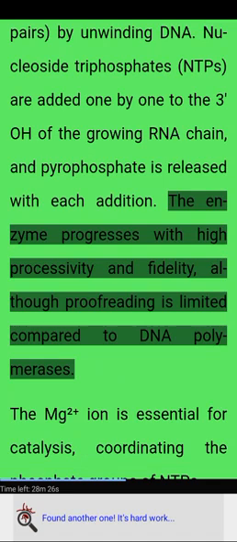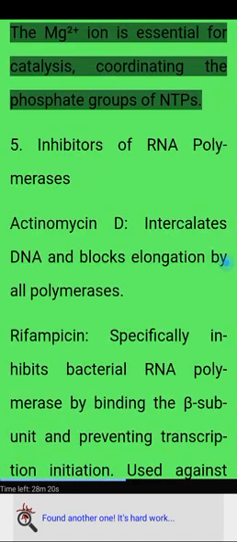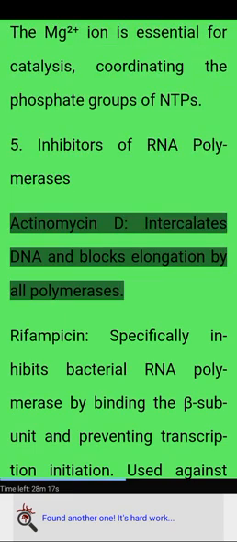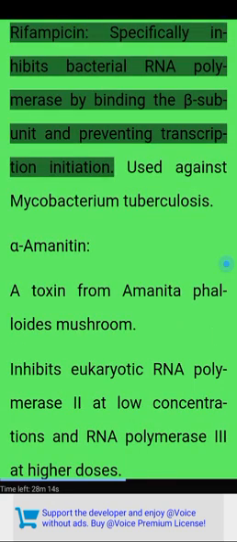The enzyme progresses with high processivity and fidelity, although proofreading is limited compared to DNA polymerases. The Mg²⁺ ion is essential for catalysis, coordinating the phosphate groups of NTPs. 5. Inhibitors of RNA polymerases. Actinomycin D intercalates DNA and blocks elongation by all polymerases. Rifampicin specifically inhibits bacterial RNA polymerase by binding the beta subunit and preventing transcription initiation.